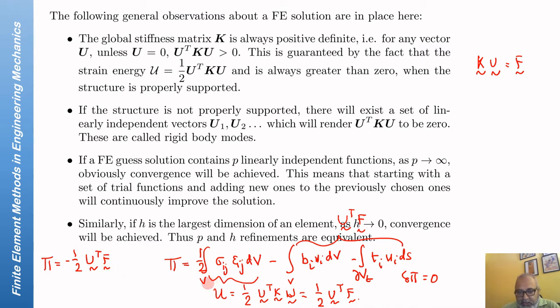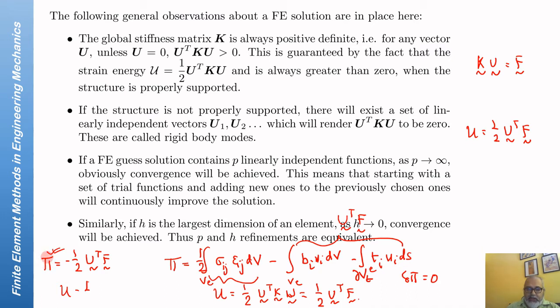Now we had applied it over the element, so I'll put the V's here. So this is the potential energy stored in the element, out of which the strain energy is half U transpose F. So the potential energy is minus half U transpose F. The strain energy is plus half U transpose F. So you are trying to minimize the strain energy. You are trying to find an approximate set of solutions U that will minimize the strain energy.